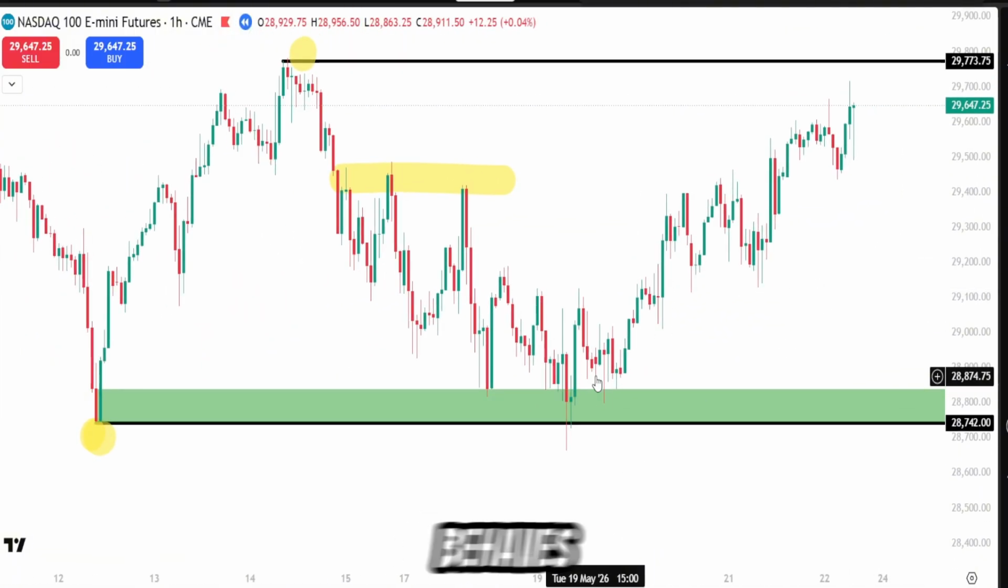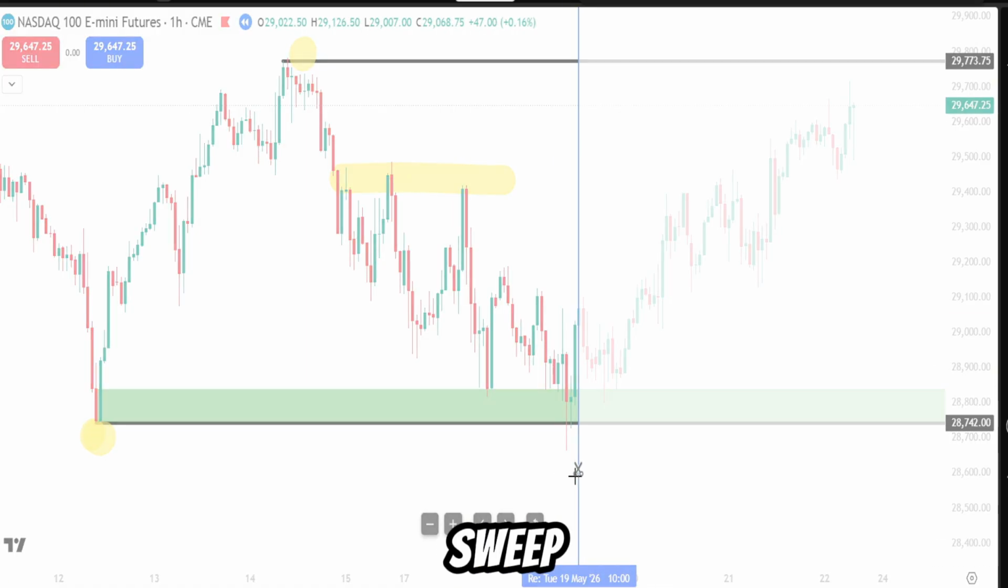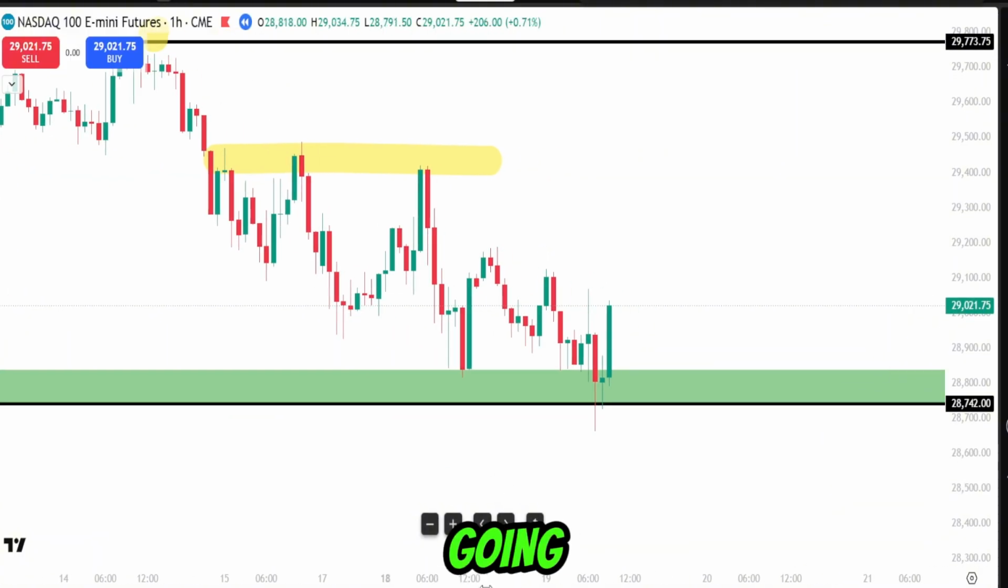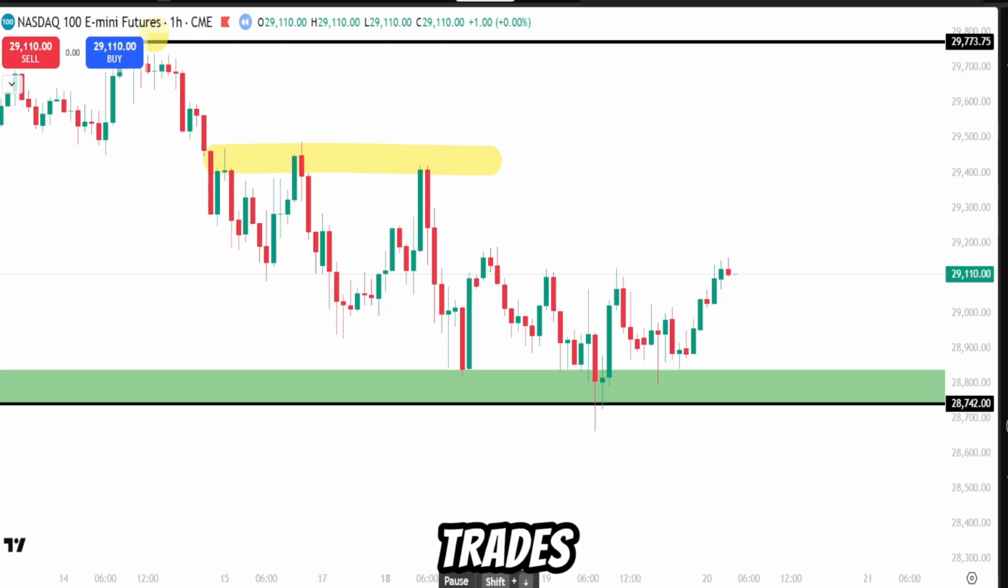So watch how price behaves after it breaks the level. Does it come right back? That's a sweep. Does it hold and keep going? That's a breakout. That one difference will save you from a lot of bad trades.